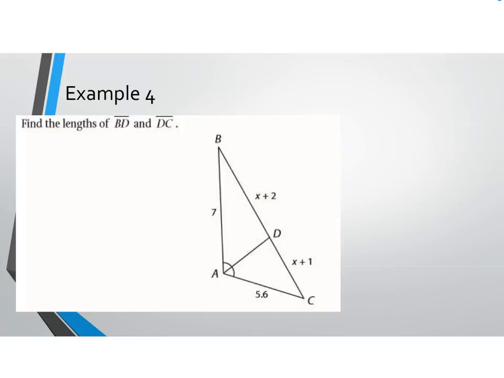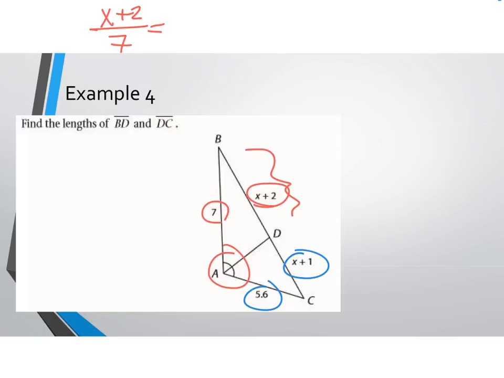In example 4, we'll be working with the triangle angle bisector theorem, which basically says if you split an angle and bisect it in half, then these two split parts of this opposite side match up with their matching sides, or closest sides. So x plus 2 over 7 is proportional to x plus 1 over 5.6.